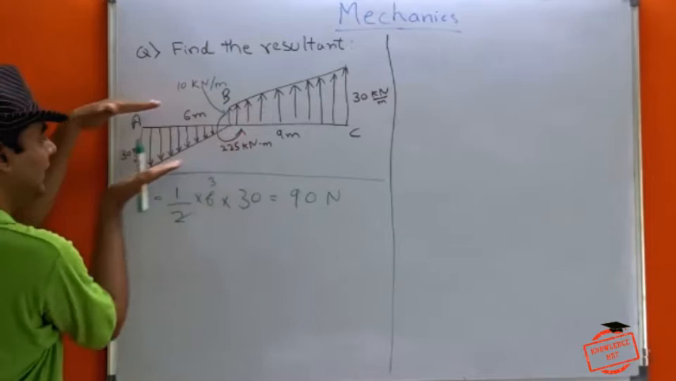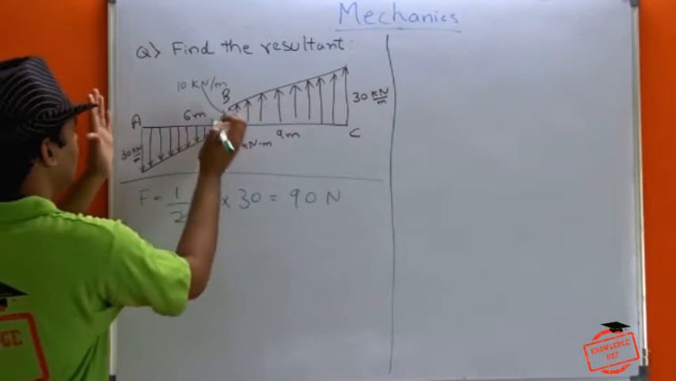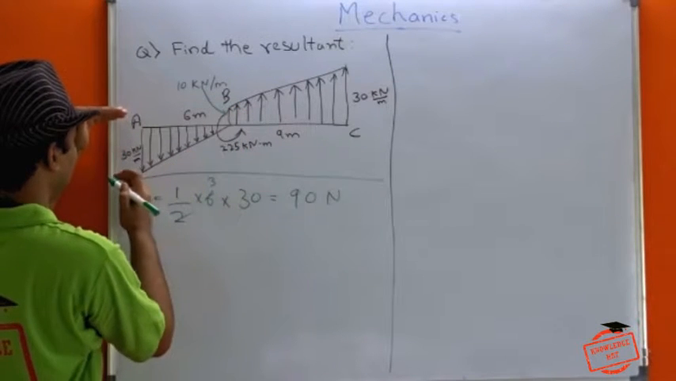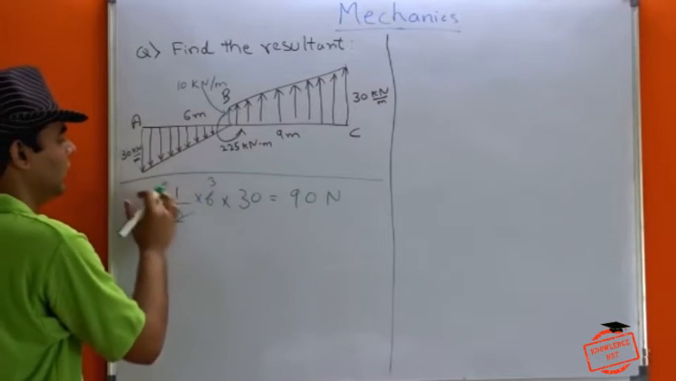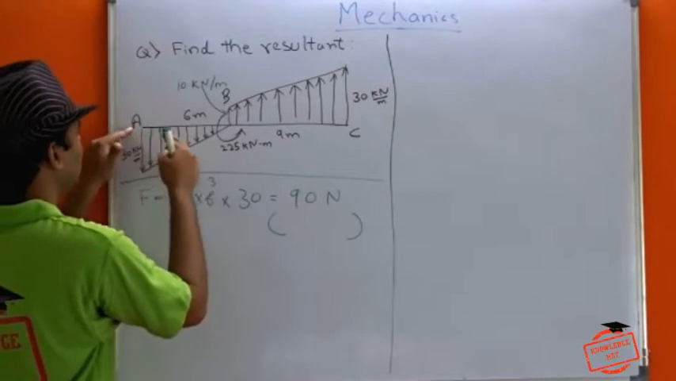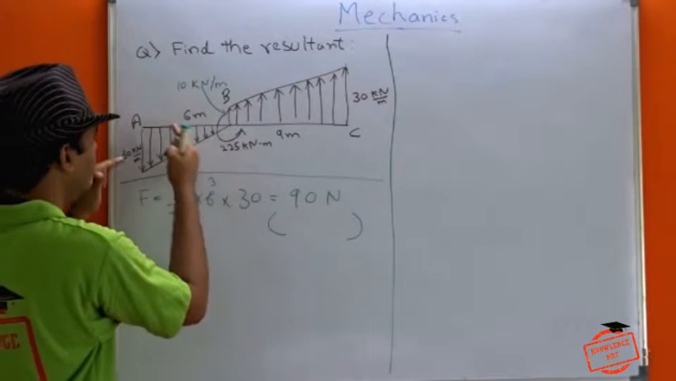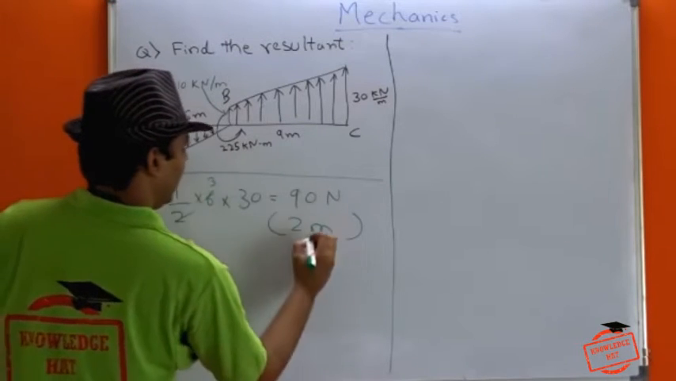This is a linear force. So this force would be acting, this is total 6, and the magnitude varies from 0 to 30 linearly. So our force would be acting at some point between A to B. This point would be 2 meters to the right.